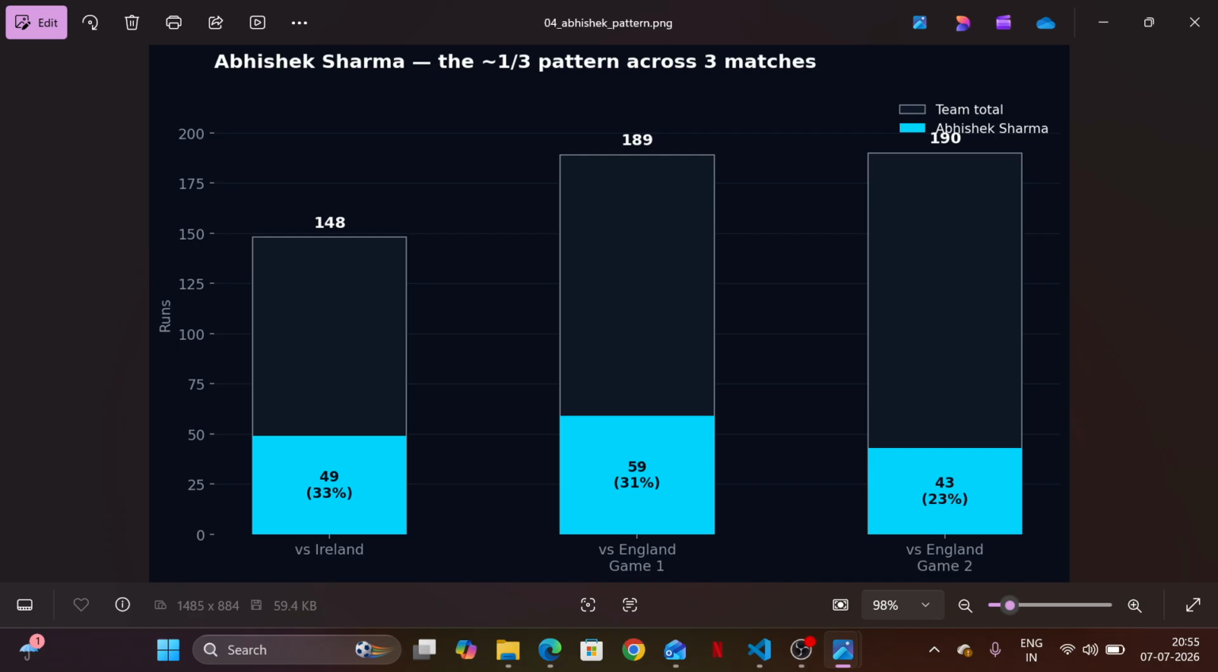Now, let's crack Abhishek Sharma's pattern across three matches. Here's a pattern I wanted to show you guys across the three matches, not just one. Versus Ireland, as I discussed, 49 of 148, 33%. Then 59 of 189, 31%, and 43 of 190, which is again 23%. So in three consecutive matches, roughly one third of the total is coming from one batter every single time.